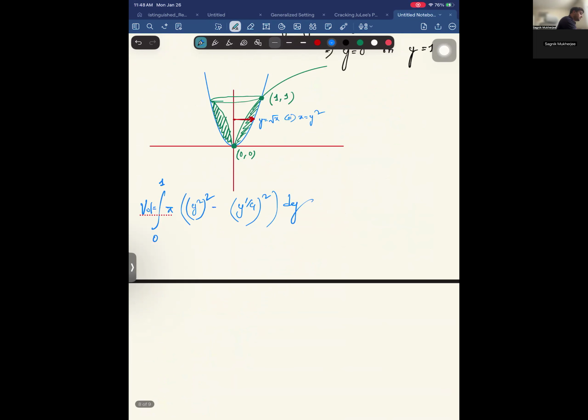And what is this? This is the integral from 0 to 1 of pi times (y power 4 minus square root y) dy. I leave it to you to do the integration. What you should get is 7 over 15 pi. Any question?